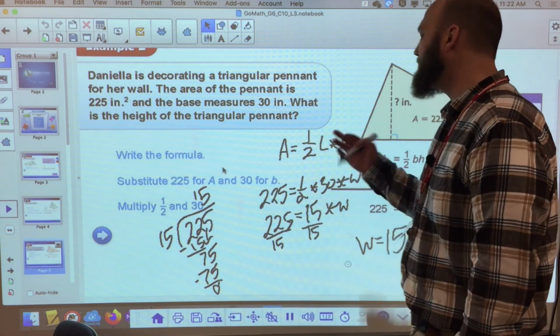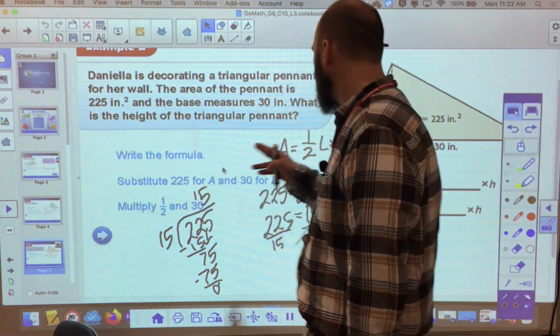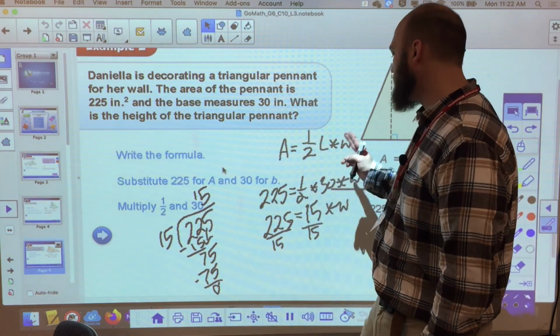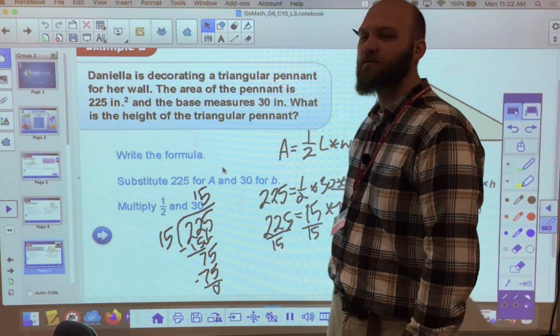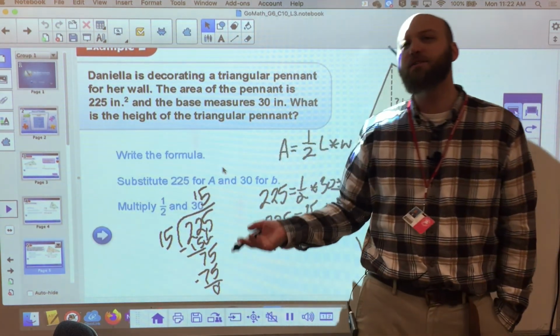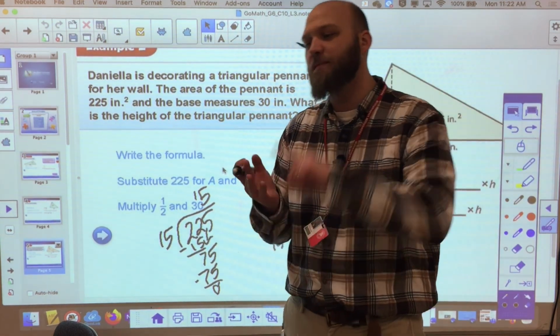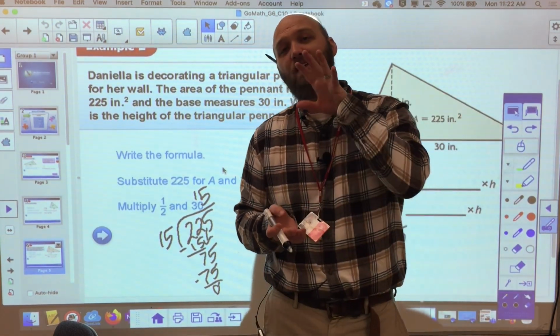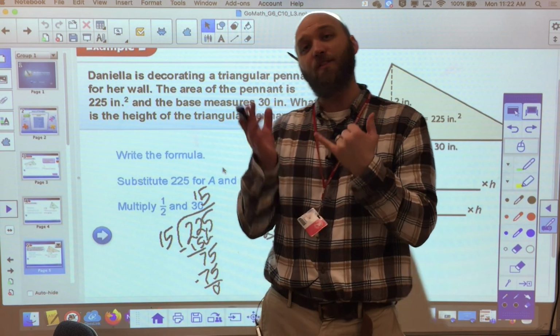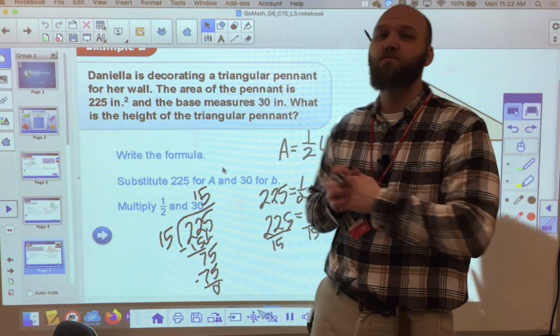And all I'd have to do is go back and solve it. So I look at 1/2 times 30, which is 15. Is 15 times 15 equal 225? Check it in a calculator, and it sure does. Okay, so start with the formula, plug in what you know, and then solve for the missing variable, whether that's the whole area or just one of the pieces.